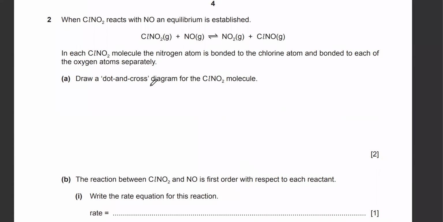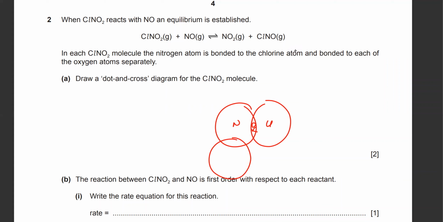Then you're being asked to draw the dot-and-cross diagram for the ClNO2 molecule. In the molecule, the nitrogen atom is bonded to a chlorine atom and bonded to each of the oxygen atoms separately. So there's a nitrogen atom bonded to a chlorine atom. Now chlorine would only form a single bond, and nitrogen is bonded to 2 oxygen atoms. Now oxygen likes to form double bonds, right?